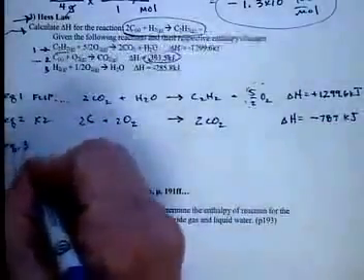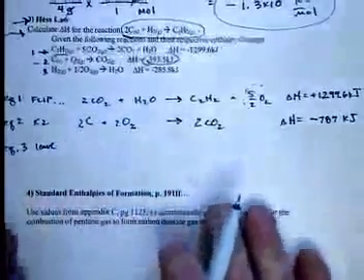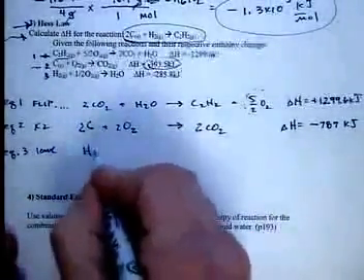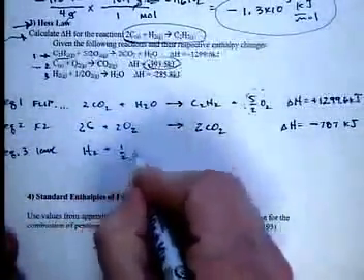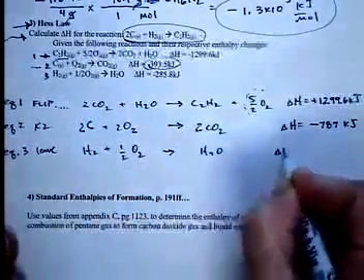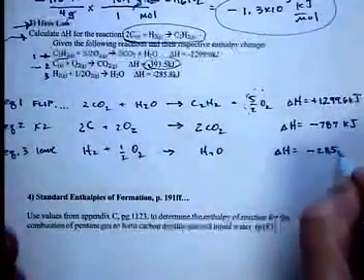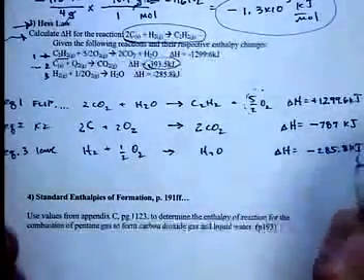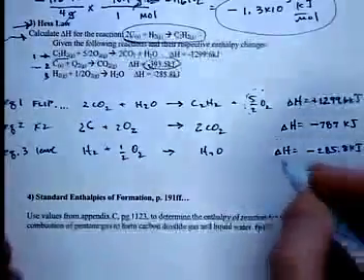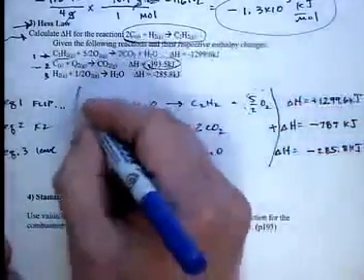Equation number 3, I'm just going to leave it. In equation number 3, hydrogen plus 1/2 oxygen goes to H2O, and the enthalpy for this reaction is negative 285.8 kilojoules. Now if I take these reactions and set them up properly, I can add them all together.